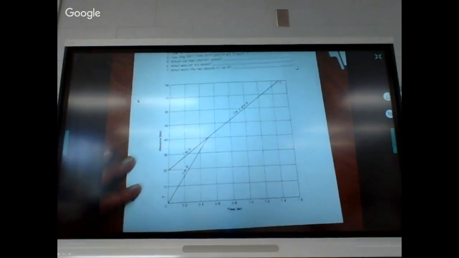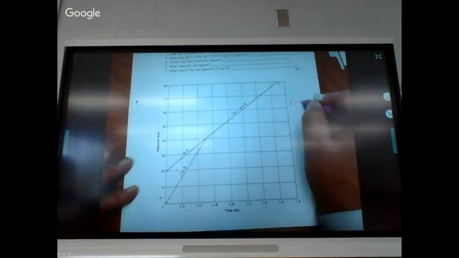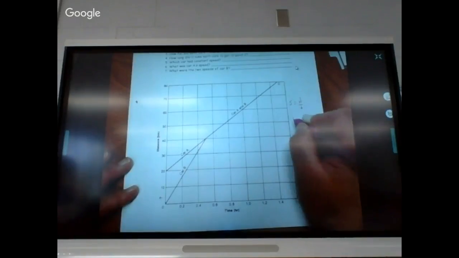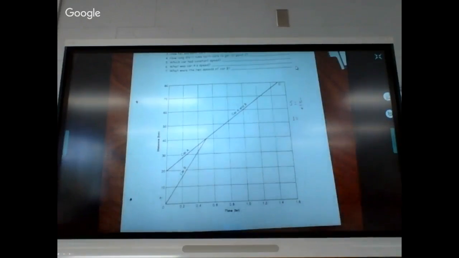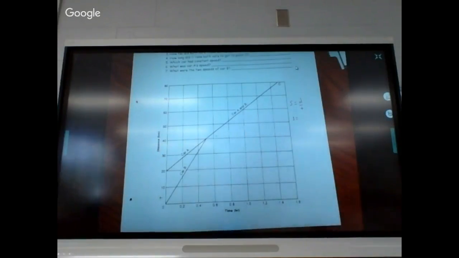Not quite. All right. In order to find speed with distance over time, we have to look at 2 points on the graph. We can't just look at 1 point on the graph. We have to sort of do it with slope, with rise over run. So the thing that I recommend doing is always getting 2 points that you can find on the graph.